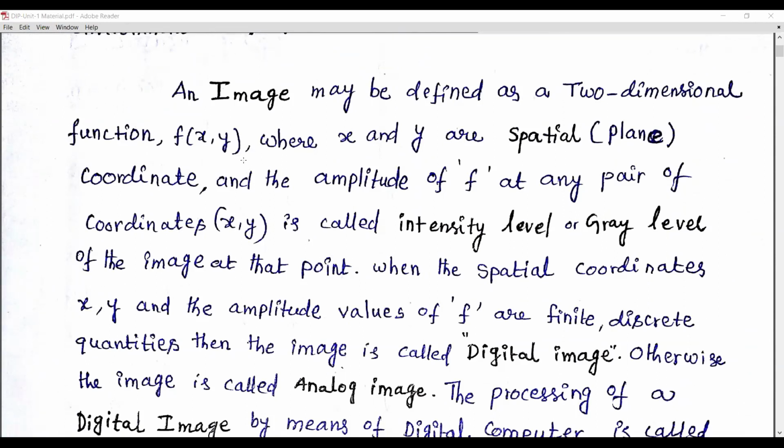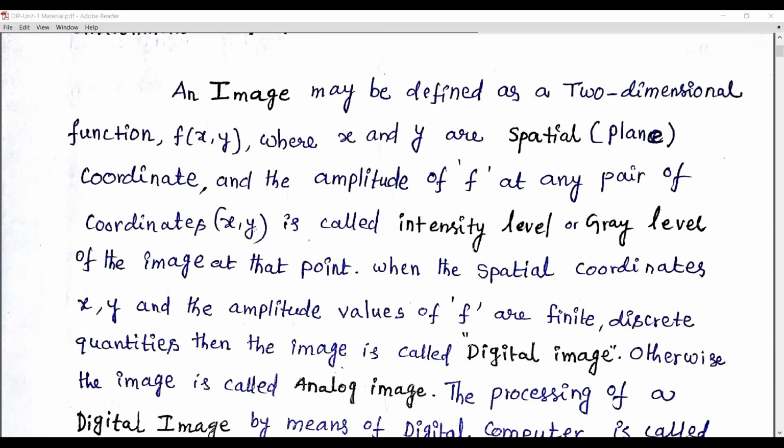So try to concentrate on the image. Image is a two-dimensional function f of x comma y. In this f of x comma y, x is a spatial coordinate and y is a spatial coordinate. So x is towards the x direction, x axis, and y towards the y direction. So image is a two-dimensional function. And here this f indicates the intensity level or the gray level of that image at a spatial coordinate point.